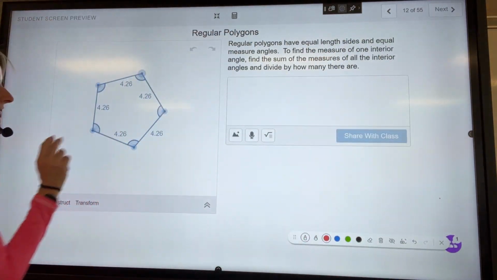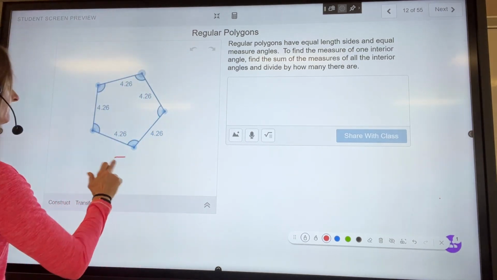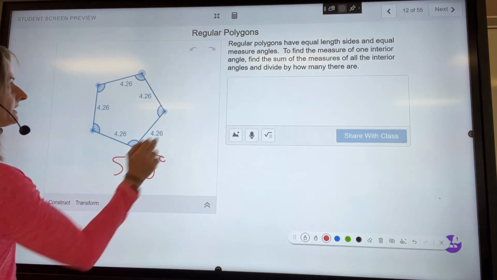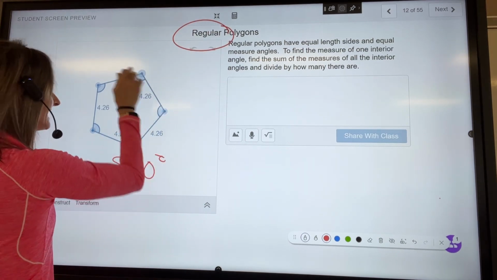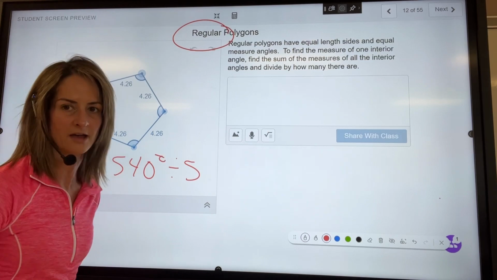So this is the pentagon. We've already figured out that the sum of all those interior angles is 540 degrees, right? So 540 degrees. And this one, it's regular, so they're all the same. All 5 are the same. So you just take the sum and divide by how many there are. In this case, there's 5, okay?